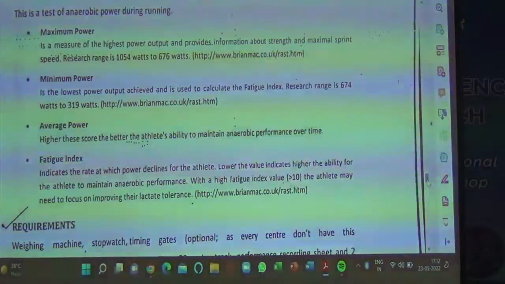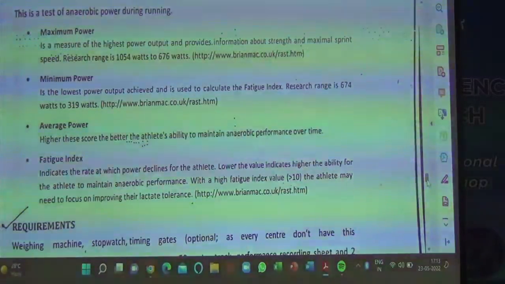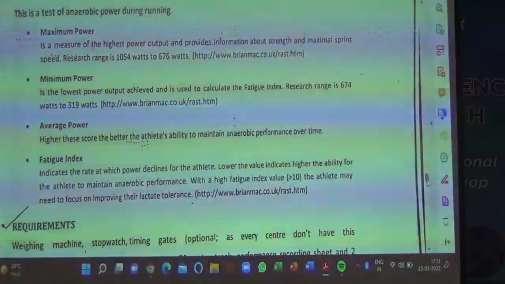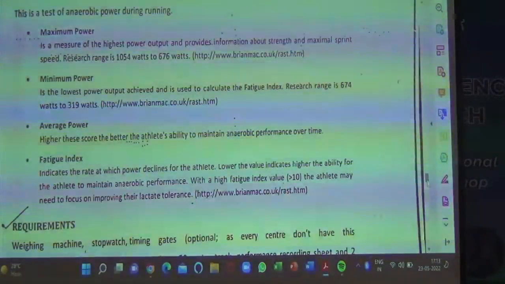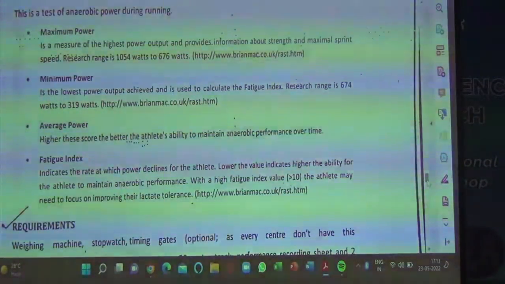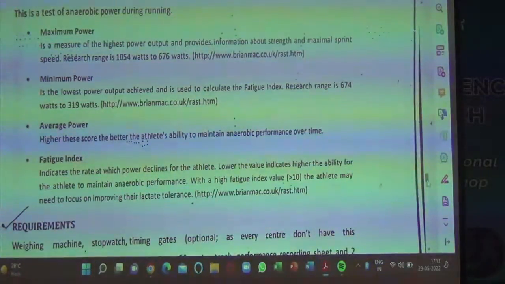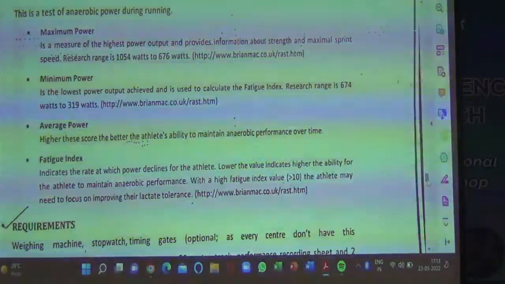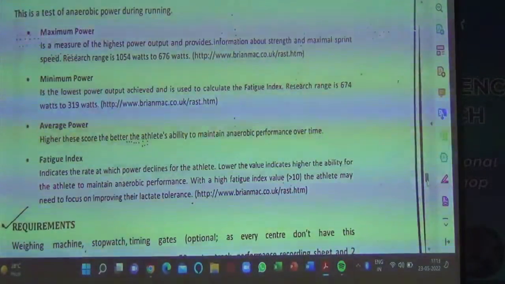So now you can generate the report: maximum power for Thriller, maximum power is this, minimum power is this, and also average power and fatigue index. But during the testing, I told you about the fatigue index value, 10 and less than 10. So less than 10 means within range and good. If it is greater than 10, then he has to work on lactate. The same language is written here, you can see.